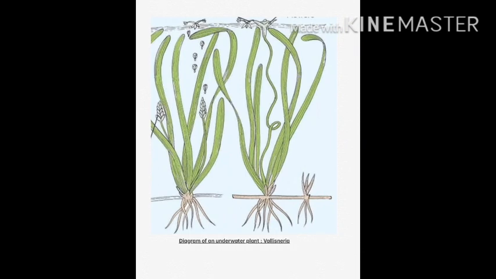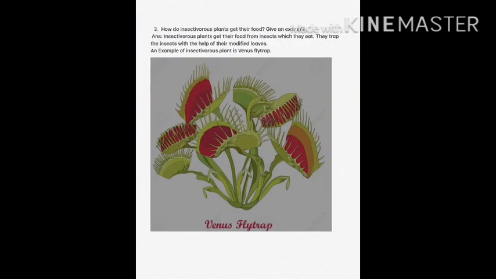This is the diagram of Vallisneria, an underwater plant growing underwater. All right, and this is for the insectivorous plant. All right, so I hope it's very much clear to you.